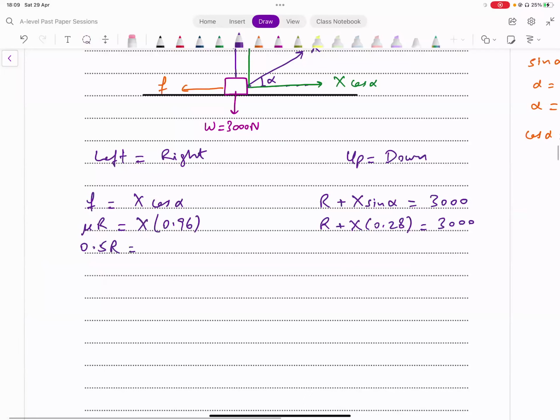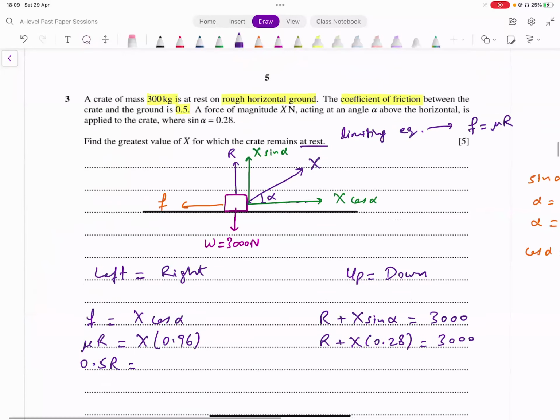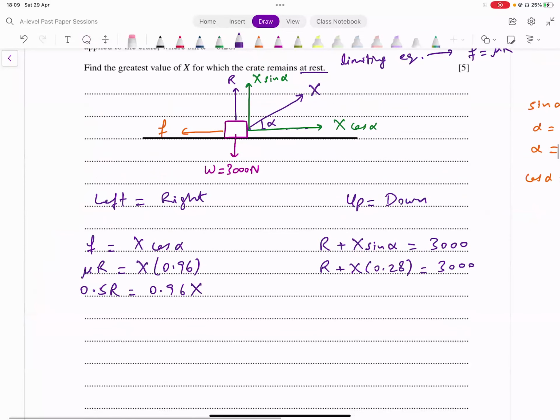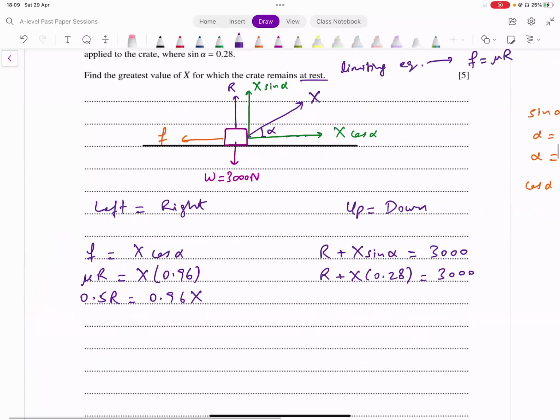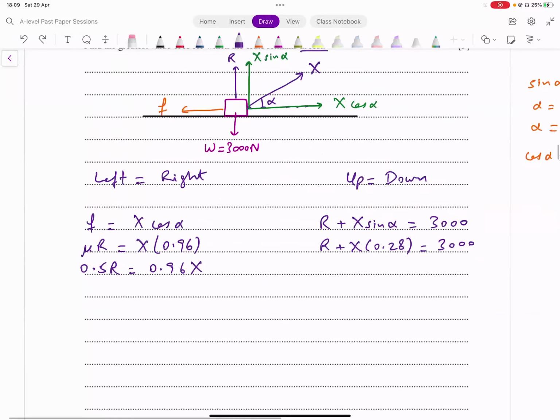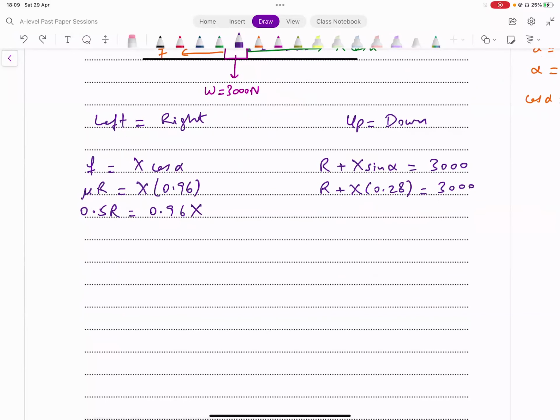अच्छा अब म्यू की वैल्यू भी डाल दें, म्यू उसने दिया हुआ था 0.5. We have another equation in R and x, 0.5R equals 0.96x. इससे जो हमें x की वैल्यू मिलेगी वो ग्रेटेस्ट वैल्यू ऑफ x होगी, राइट, बिकॉज लिमिटिंग इक्विलिब्रियम हम कंसीडर कर रहे हैं, उससे थोड़ी सी भी ज्यादा होगी तो लिमिटिंग इक्विलिब्रियम ब्रेक हो जाएगा और वो ऑब्जेक्ट मूव करने लग जाएगा.